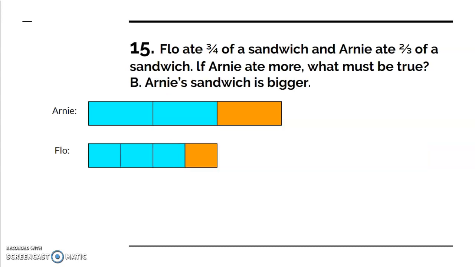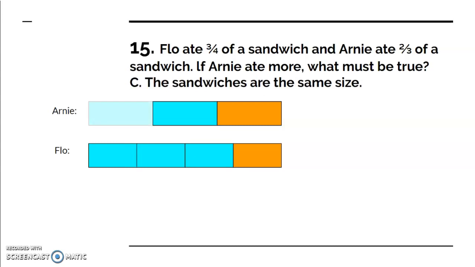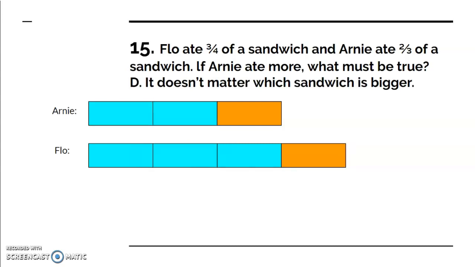B says Arnie's sandwich is bigger. And again, this is kind of your visual aid. It's just to help you out. C, the sandwiches are the same size. So these are the exact same size sandwich. And D, it does not matter which sandwich is bigger. And I don't know why Arnie was missing a piece, but he was.